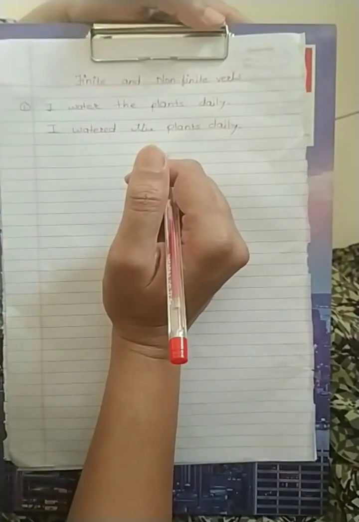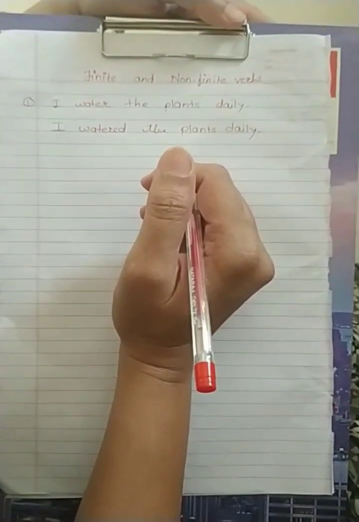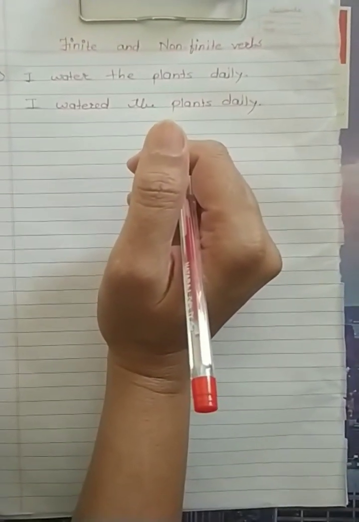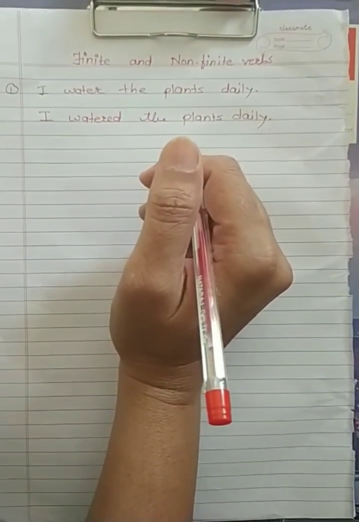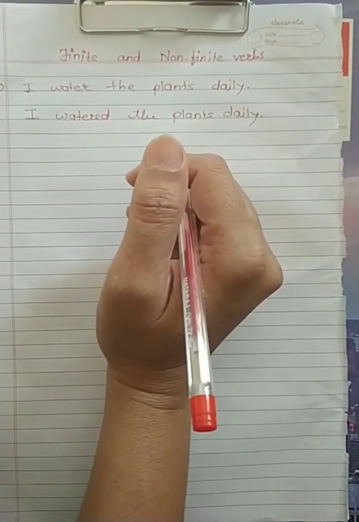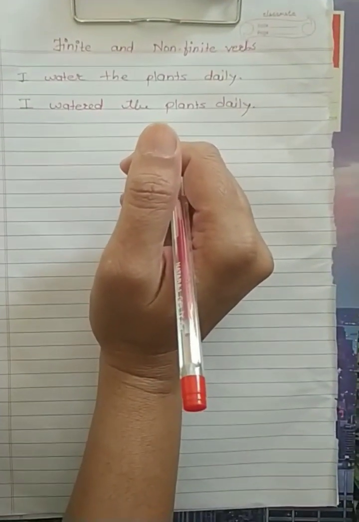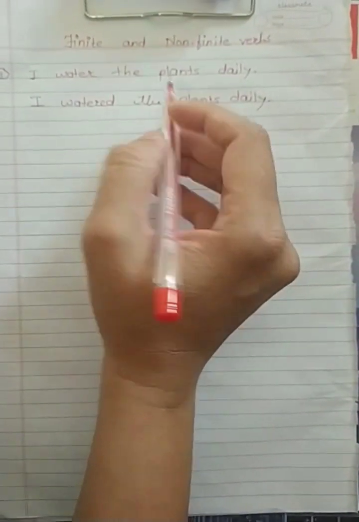Hello students, you have already studied main verb and auxiliary verb. Today we are going to learn one more classification of the verbs. Verbs are divided into finite and non-finite verbs. Let us learn what are finite and non-finite verbs. Let us look at the sentences.